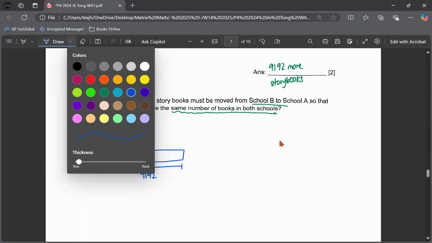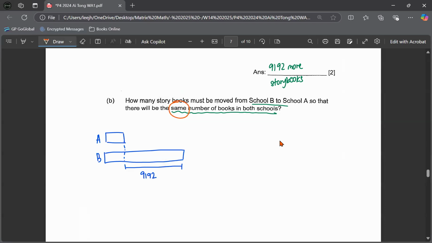B has 9192 more than A. We need to make them the same number, which means I can only share their difference equally. You cannot give all to A, because if you do that, A will have more than B. So the difference of 9192 will be shared equally between two schools. So this is the value I'm looking at. So can you see now 9192 is shared between two schools, right? So this will be divided by 2. So 9192 divided by 2.